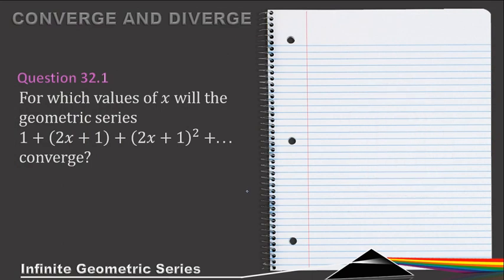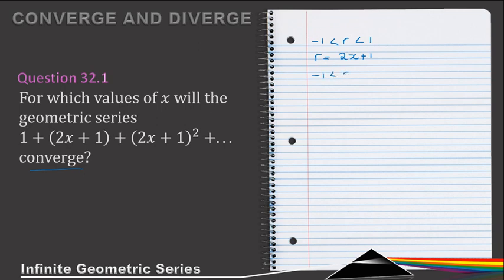Now for question 32.1, for which values of x will the geometric series converge? First of all, remember we see the word converge, so we write down our restriction for a series to converge. It's -1 is less than r is less than 1. Then you have to determine what your r value is. My r value in terms of x, to get the next term, I have to multiply it with 2x plus 1. And then I just substitute my r value into my restriction.